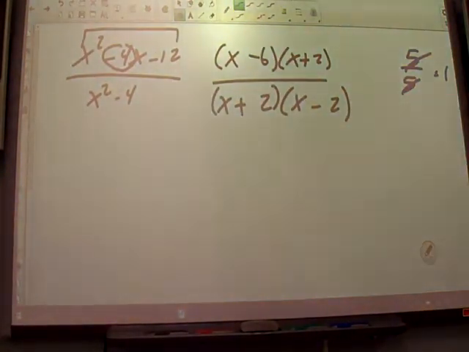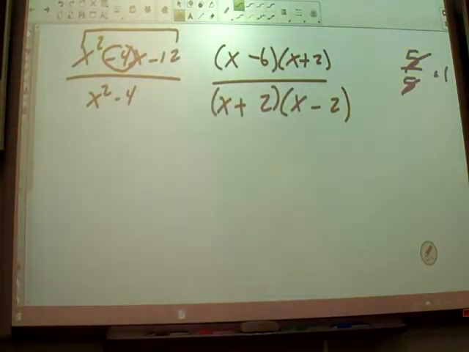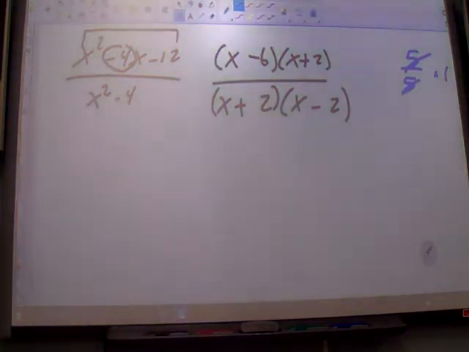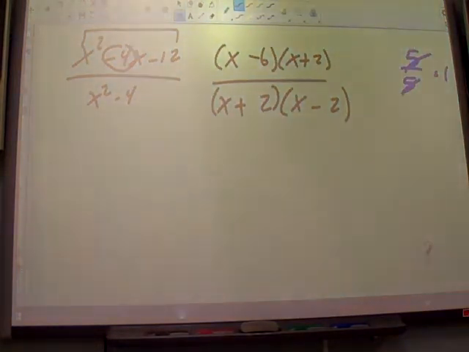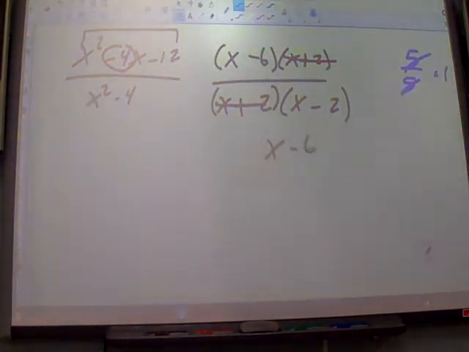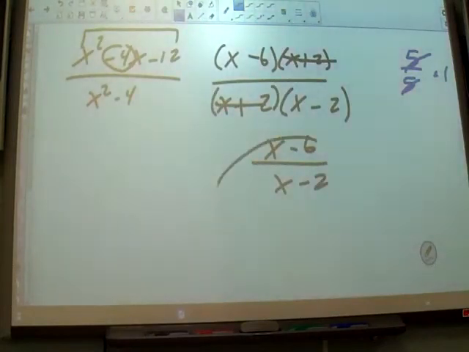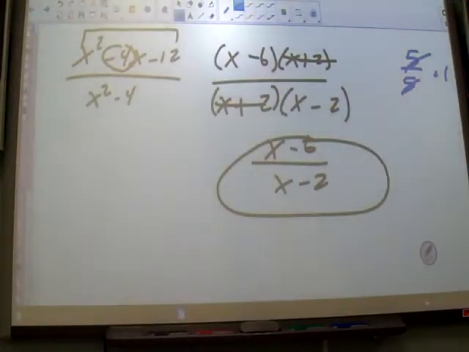Okay, now here's where the ninja math comes into play. If you have the exact same big chunk on top and bottom, you get to get your ninja sword out and slice them out. It has to be the whole big chunk. I can't say, well, I'm going to mark this x out and that x out. It doesn't work. It's got to be the whole binomial. You can't pick apart binomials. So right now, this is what I always say: what time is it? Ninja time. And all we got left on the numerator is x minus 6, and all we got left on the denominator is x minus 2.